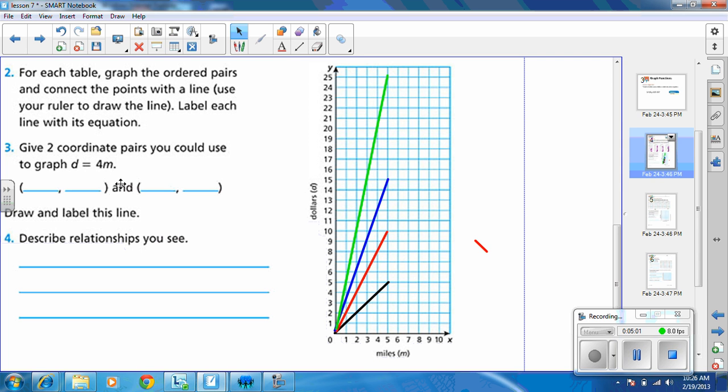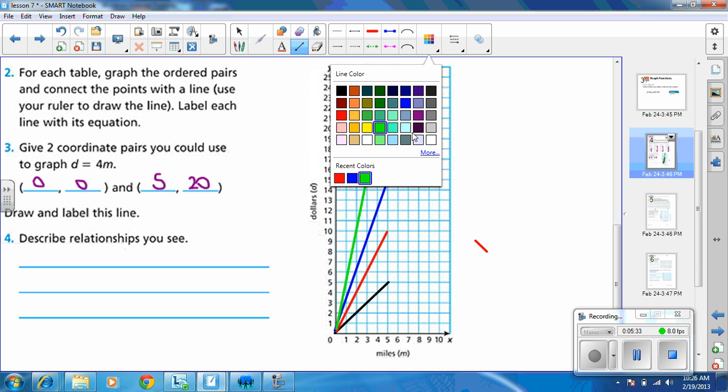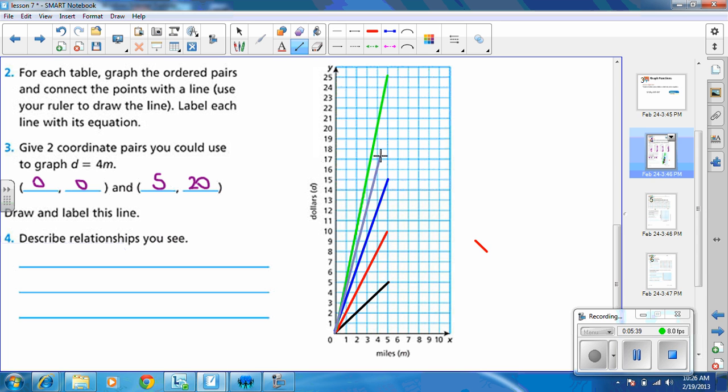Okay, so give 2 coordinate pairs that you could use to graph D equals 4m. Well, you would start, hopefully, with the 0, 0, right? Like I just said. Start with 0, 0. And then if we were going to go up to that 5th one, right, 5, so you're going to have 5, and then 5 times 4, which is 20. And then that would be that graph. Okay? So then if we were going to actually graph that out, all right, we would go from 0, 0 to 5, 20. And that would be my line.